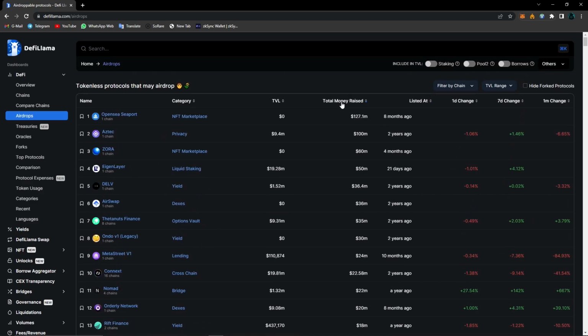So I clicked on total money raised, and the first place is OpenSea Seaport. You can see that its category is NFT marketplace, as you know, OpenSea. Total money raised is nearly 130 million, and let's see that 8 months ago. We can see different projects.